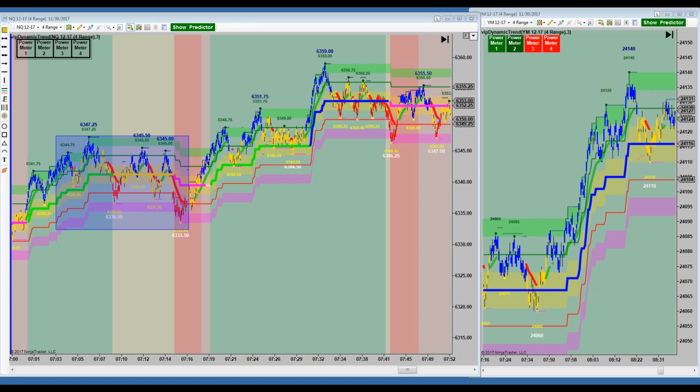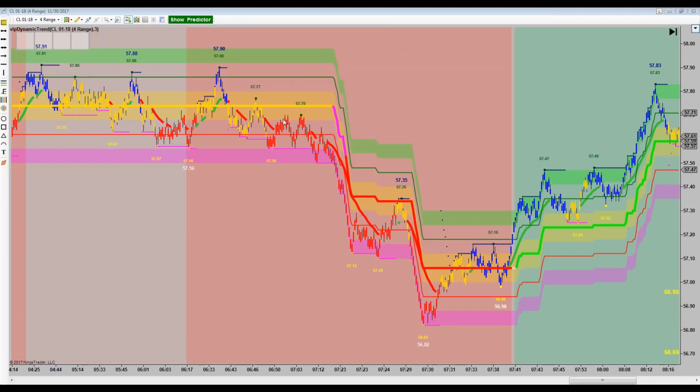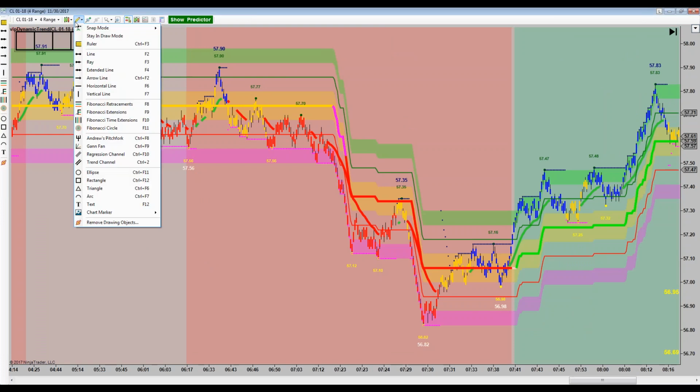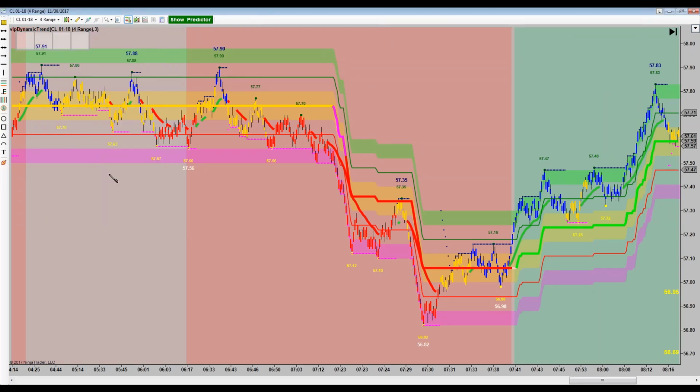Stand by. I'm pulling up a crude chart. Give me one second, please. Here we go. Here's today in crude oil. Gary opens the room at 5:55 Pacific to trade the crude oil pit open, which would be right about here.